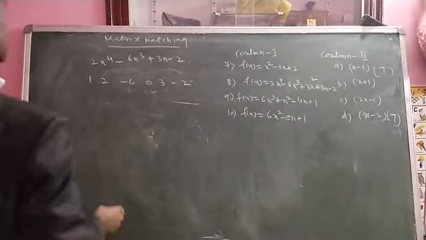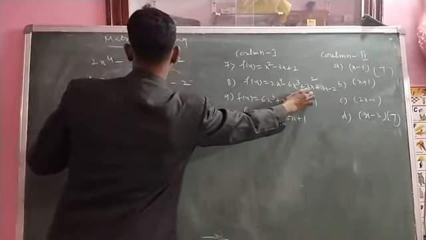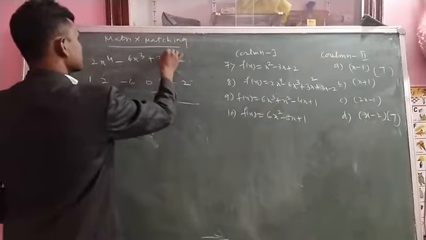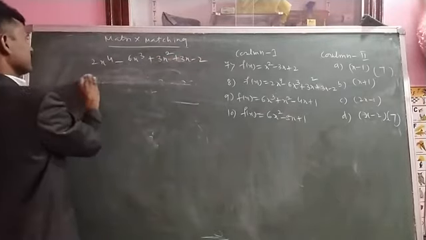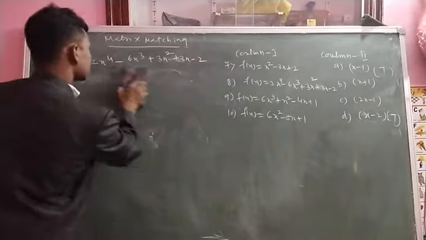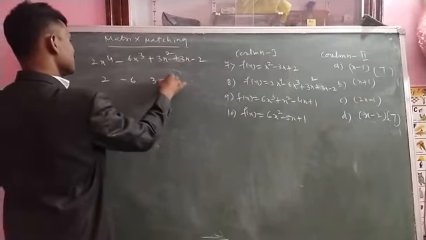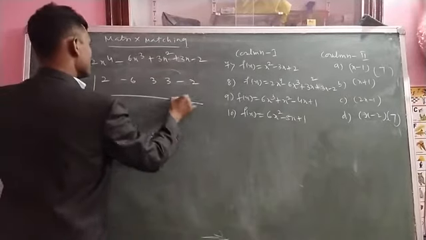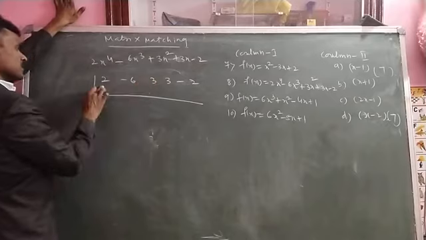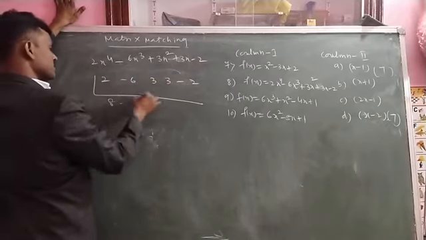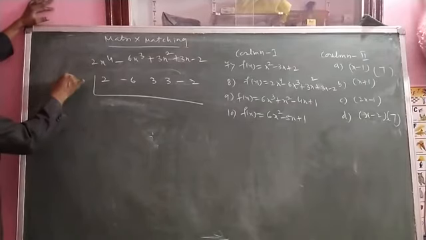Children, actually I wrote this problem wrong. 2x to the power 4 minus 6x cube plus 3x square plus 3x minus 2. Now see here. Now you can write 2, minus 6, 3, 3, minus 2. Now the sum of the coefficients is 2 plus 3 plus 3, 6, 6 plus 2, 8. Here minus 6 minus 2, 8. This is equal to 0. That's why x minus 1 is a factor, means x is equal to 1.